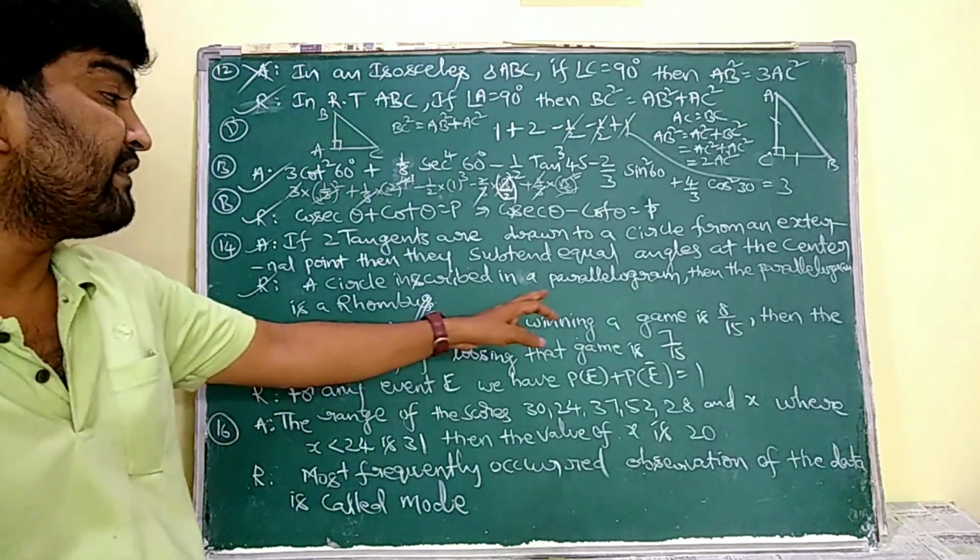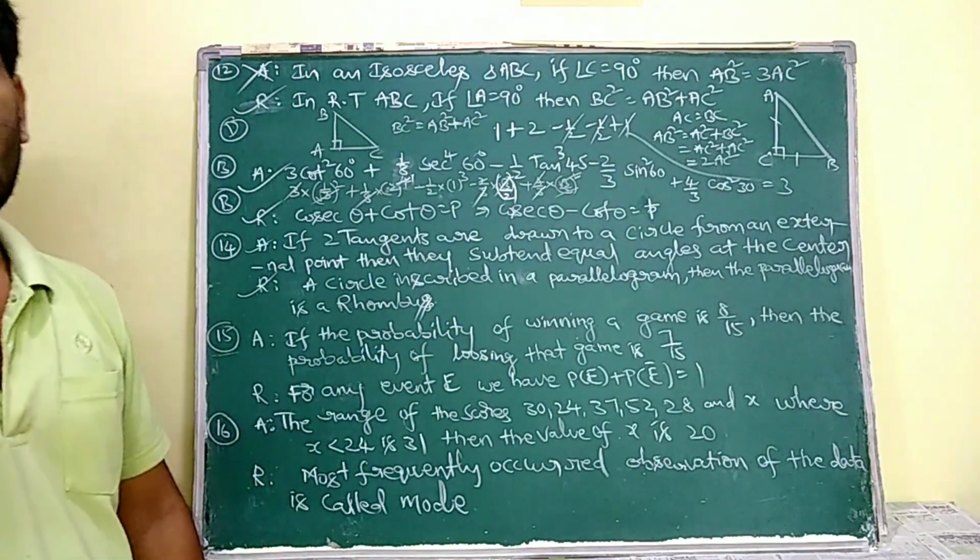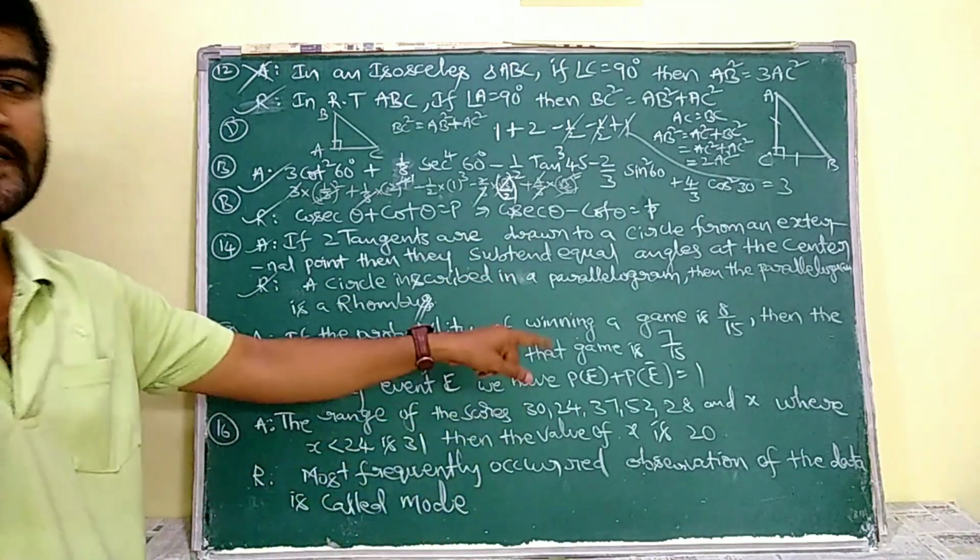If the probability of winning a game is 8 by 15, then the probability of losing that game is 1 minus 8 by 15, that is 7 by 15.